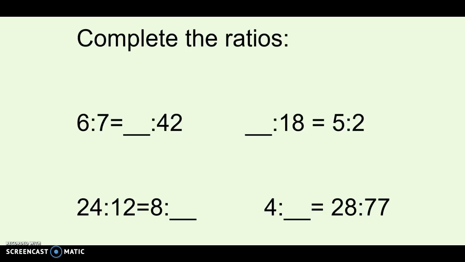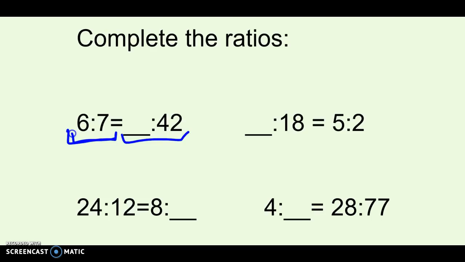Okay, another type of problem you're going to see is where you have to fill in the blanks to complete the ratio. So if I give you one ratio, 6 to 7, and I say that it's equal to another ratio written with different numbers, you have to fill in the blank to make it true.